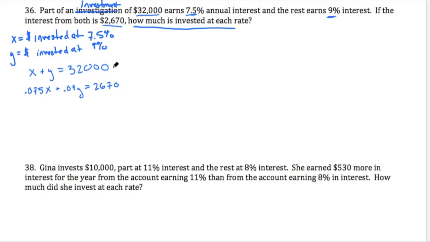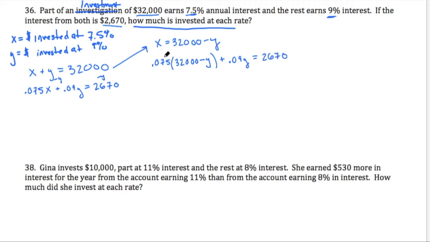I'm going to go ahead and solve by doing the substitution method, and I'm going to solve this first equation for x. So I'm going to subtract y from both sides. And so x must be equal to 32,000 minus y. I'm going to go ahead and plug that into our second equation where we see x. So 0.075, I'm going to get rid of x and replace it with 32,000 minus y. Okay, we still have added 0.09y, and that's equal to $2,670.